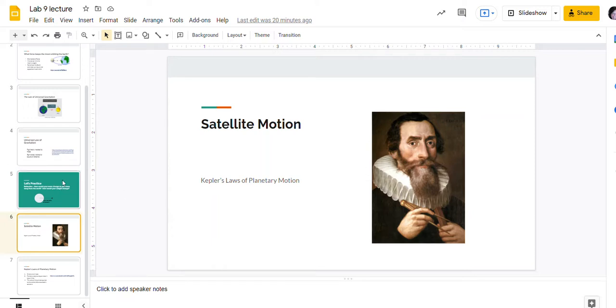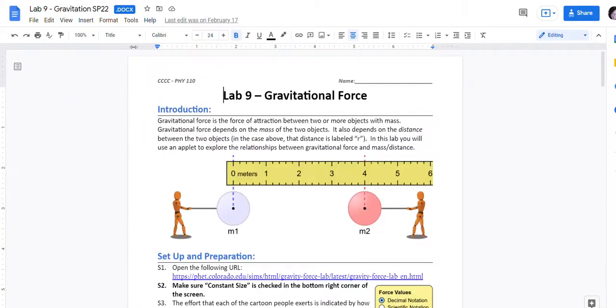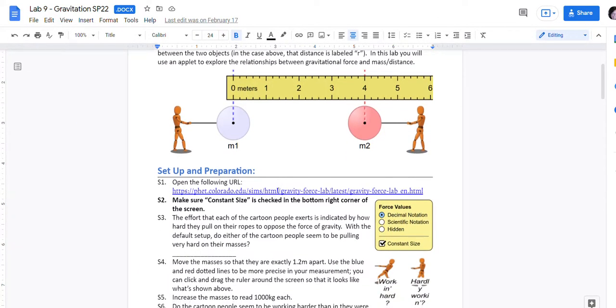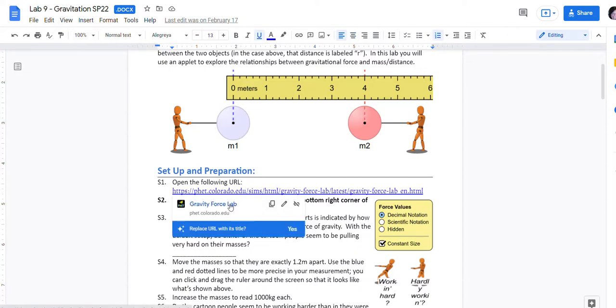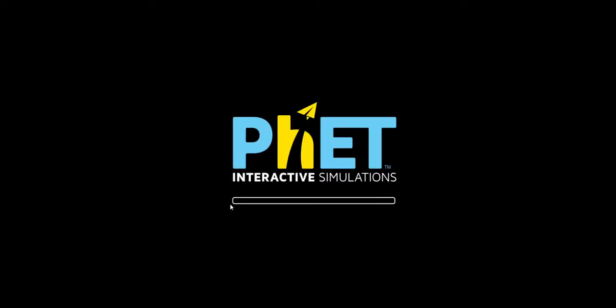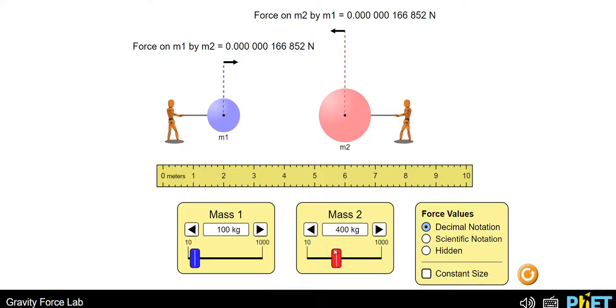All right, so your lab is going to have you go to an applet. And the applet is a PhET applet this time. It's not at Physics Classroom. It's a PhET simulation. So you can do a lot of things. You can change the mass of both masses, and you can measure the distance.